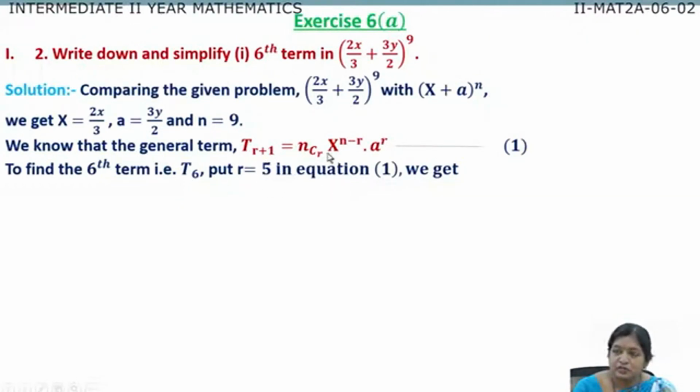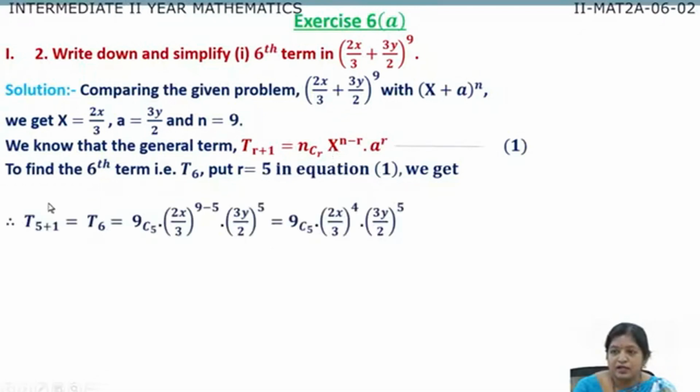So substituting all these values in equation number 1, we get t(5 plus 1), which is nothing but t6, is equal to nCr. N value is 9, C, r value 5, into x to the power of n minus r. What is x? 2x by 3. N value is 9 minus r value 5, so 9 minus 5, into a power r. What is a? A value is 3y by 2. So writing (3y by 2) to the power of r, r value is 5. So 9C5 into (2x by 3) to the power of 9 minus 5 value, which is 4, and (3y by 2) to the power of 5.